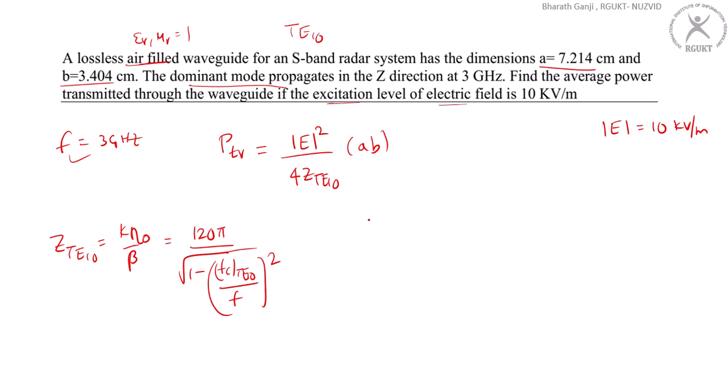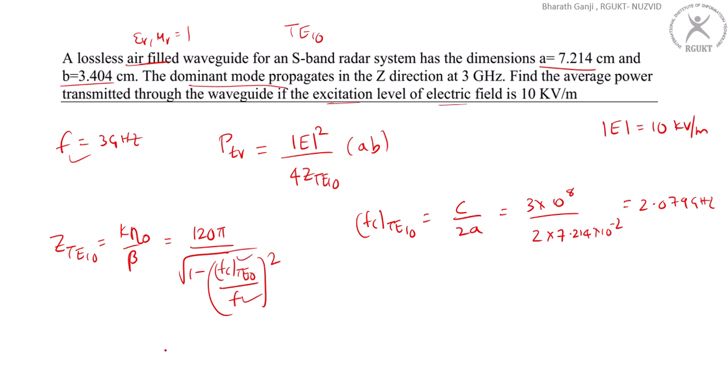So what is the cutoff frequency for TE10 mode? It is nothing but c by 2a. So it is 3 into 10 to the power of 8, because it's free space, it's air filled, divided by 2 into 7.214 into 10 to the power of minus 2. You get it around 2.079 gigahertz. So once I have the cutoff frequency and I have the operating frequency, I can find the value of the impedance, which is 377.89 ohms.